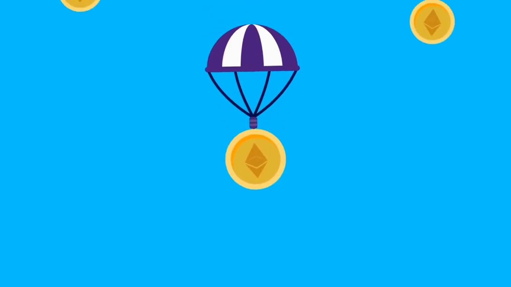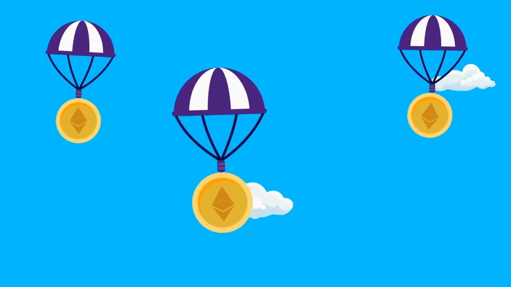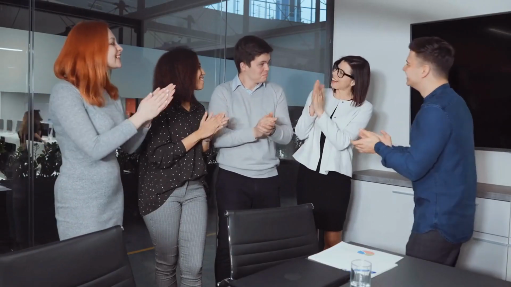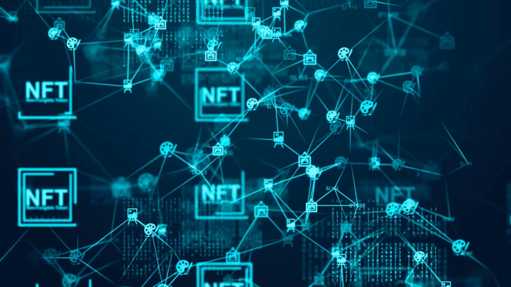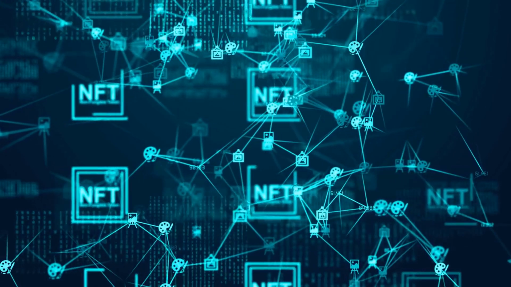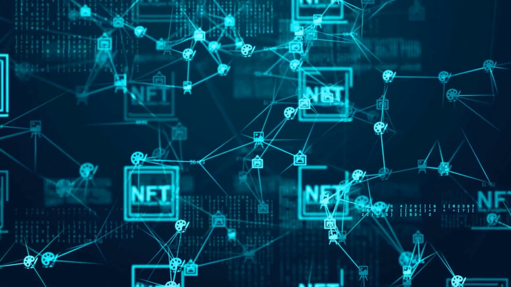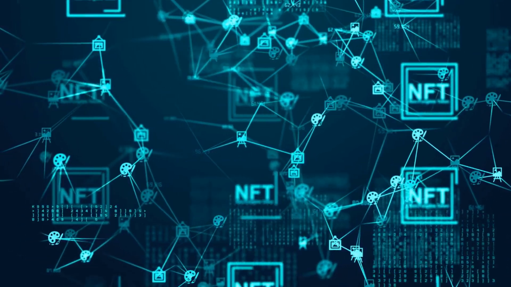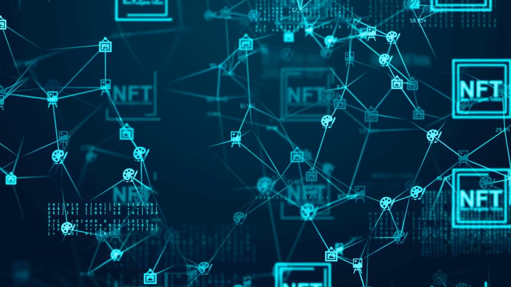ICOs were a way for new blockchain projects to raise funds by selling their own cryptocurrency tokens to investors. Some of these projects were legitimate and went on to become successful, while others were scams or failed to deliver on their promises. The ICO craze brought both excitement and skepticism to the cryptocurrency industry, with some seeing it as a new frontier for innovation and investment, while others viewed it as a bubble that was bound to burst.